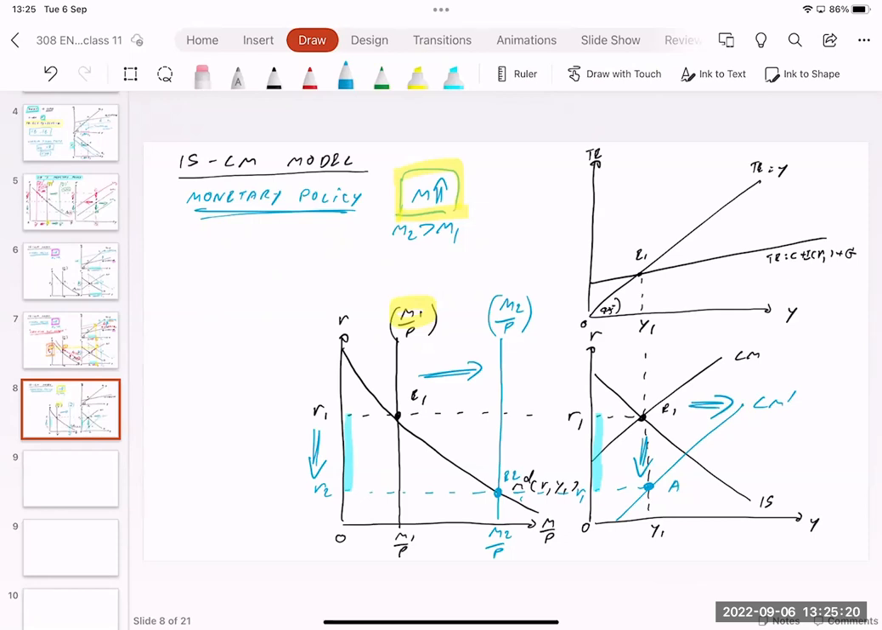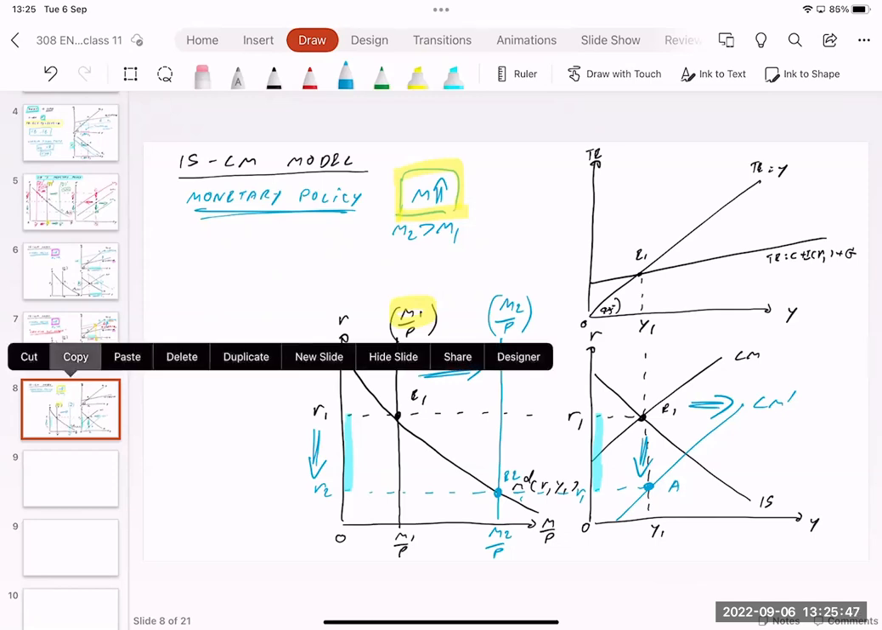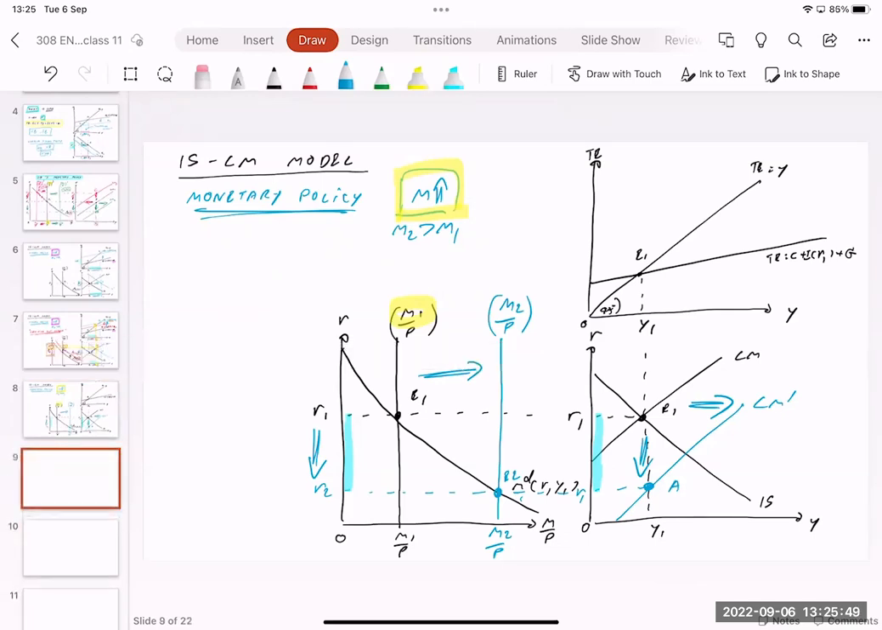This is if you're focusing only on the money market and the LM curve. It means that when the central bank increases M, the real money supply curve shifts to the right, the equilibrium point in the money market changes, and it shifts the LM curve down from E1 to point A. It's done like this if you're focusing only on the money market.